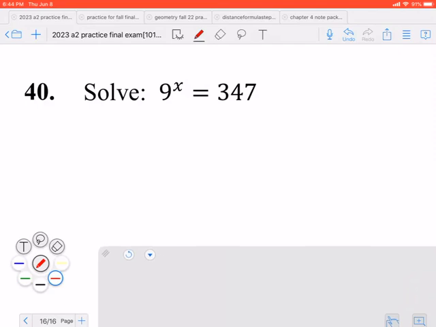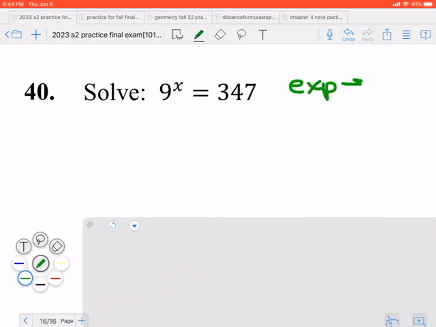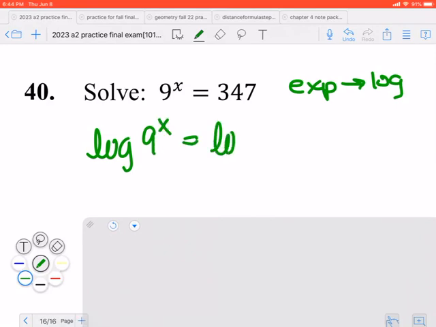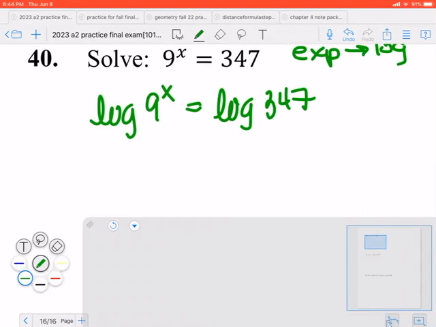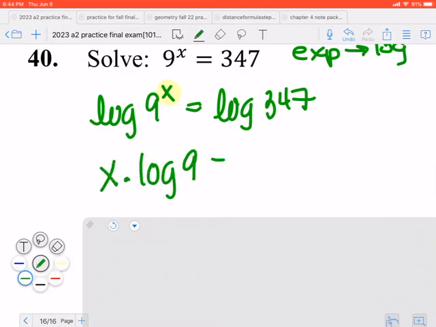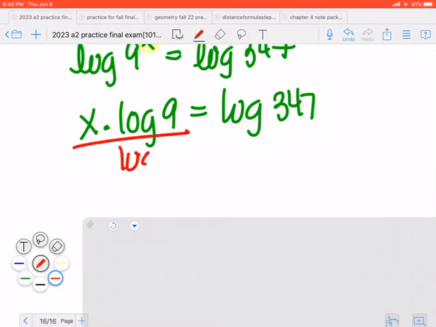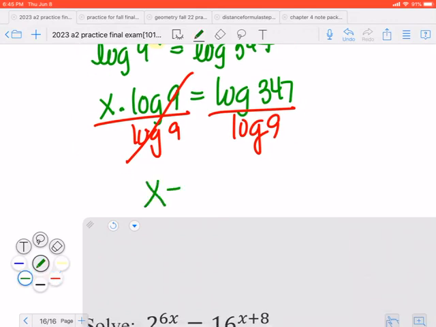So this is where we would use logarithms. I can either take the log of both sides, or I can convert this exponential expression into a logarithmic expression. I like taking the log of both sides. Log of 9 to the x equals the log of 347. And with our properties of logarithms, exponents can be thrown down in front to be a multiplier. X times log of 9 equals log of 347. And then we would divide both sides by the log of 9. So now our x is alone. X is equal to log of 347 over the log of 9.